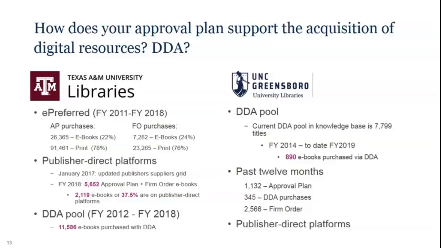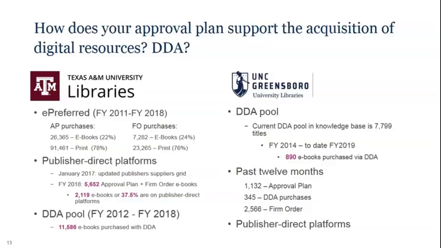During fiscal year 2011 to 2018, we have purchased from GOBI over 26,000 ebooks on approval plan and over 7,000 ebooks through firm orders. So we are still purchasing most of the approval plan books in print because of the profile being set up to print for most of the humanities disciplines. And we purchase books heavily in the subject areas.